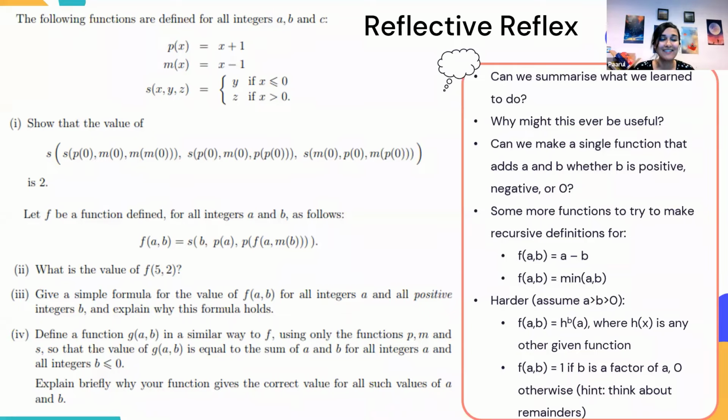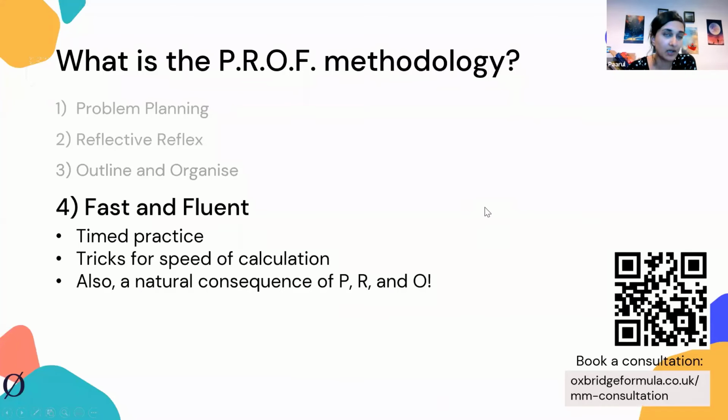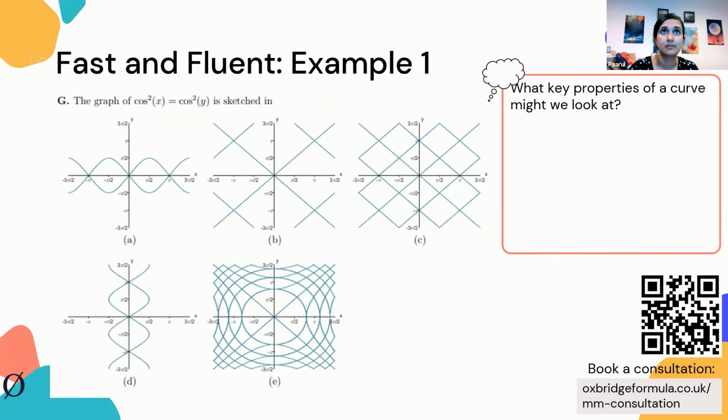Okay, great. Fantastic. So fast and fluent, we are going to be looking at timed practice, tricks for speed of calculation, and also, fast and fluent is a natural consequence of P, problem planning, R, reflective reflex, and O, outline organized. So if you're doing those other parts of PROF really well, you will naturally get quicker. So let's have a look at 3 questions.